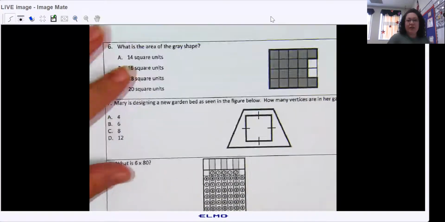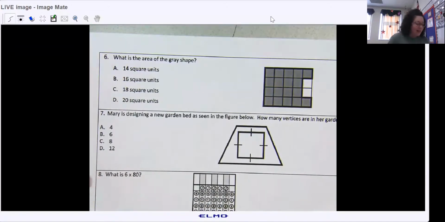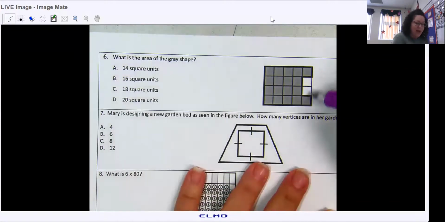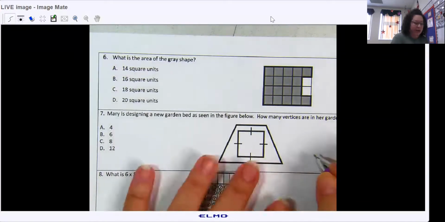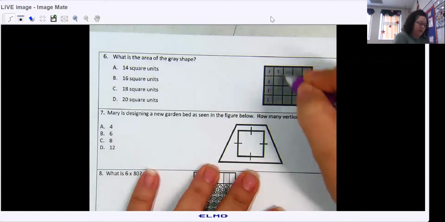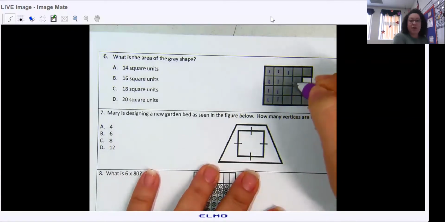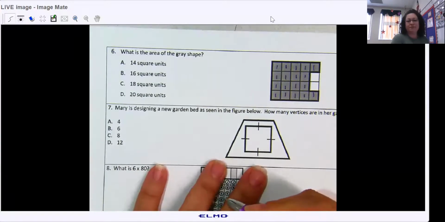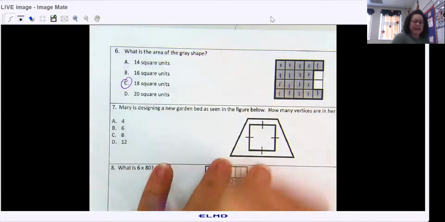What is the area of the gray shape? The gray shape, not the white, the gray. So let's count. 1, 2, 3, 4. I'm going to stay quiet, so you should be counting in your head. What you got? 18.